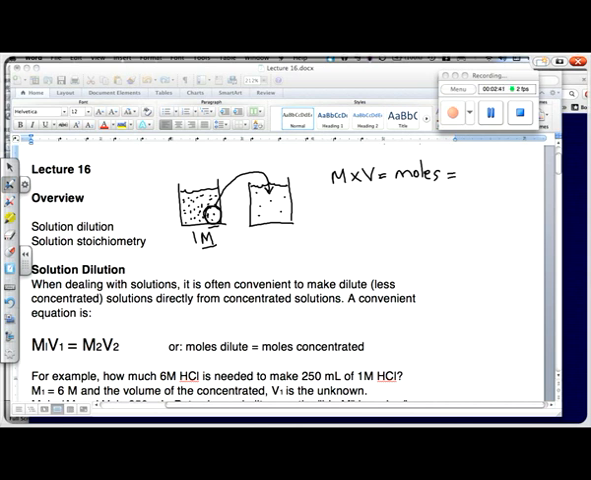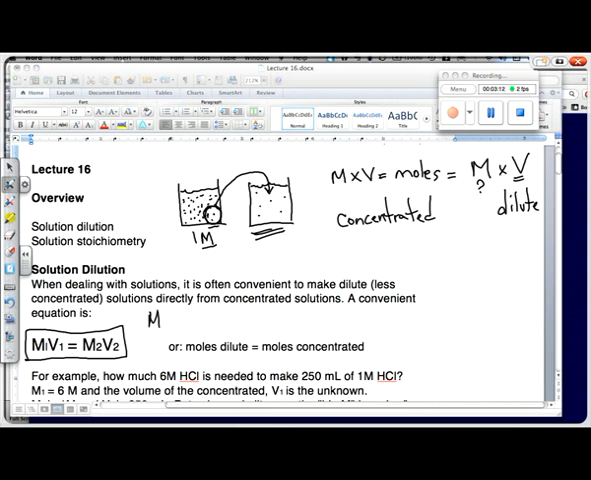So I'm going to do molarity times volume again for the dilute side, and this was the concentrated side. I know my volume because I know how much water I put in here. I just need to calculate the new molarity. You can know 3 of these things and you're always calculating the 4th. So the equation is right here. You can also think of it as molarity of the concentrated times volume of the concentrated equals molarity of the dilute times the volume of the dilute.